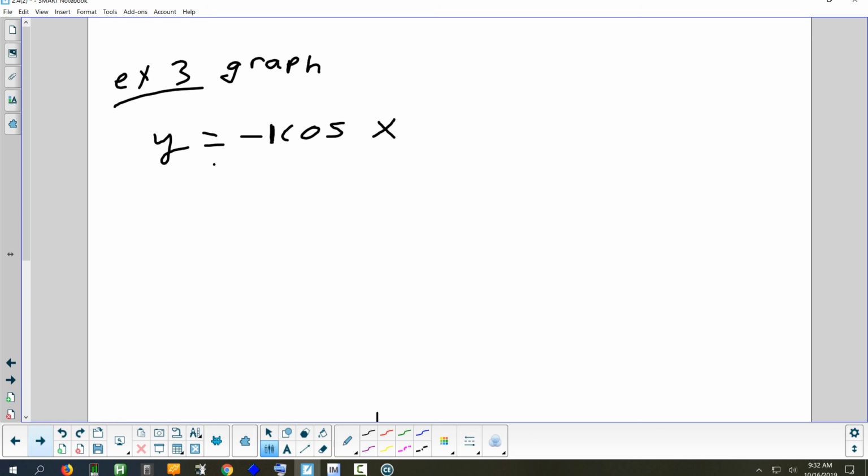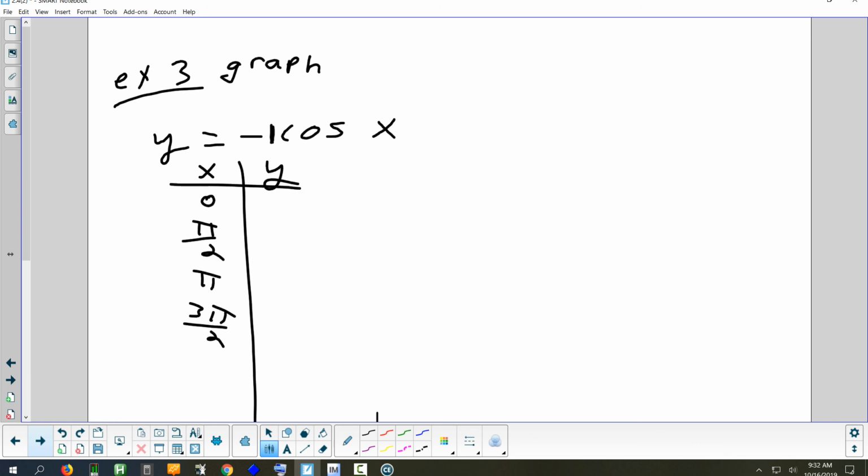Okay. So let's make our table. X's. We've got those values. 5 nicely spaced numbers throughout an entire cycle. And now take all your cosines, all the y values, and basically just multiply them by negative 1. So you're going to get negative 1, 0, 1, 0, negative 1.